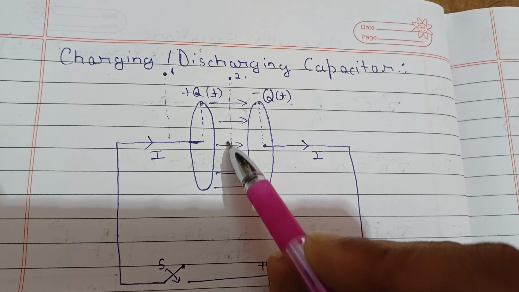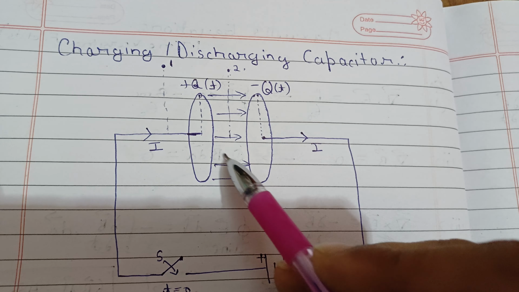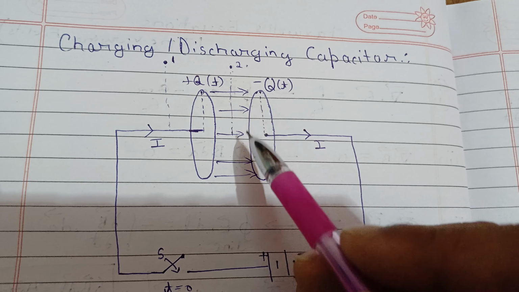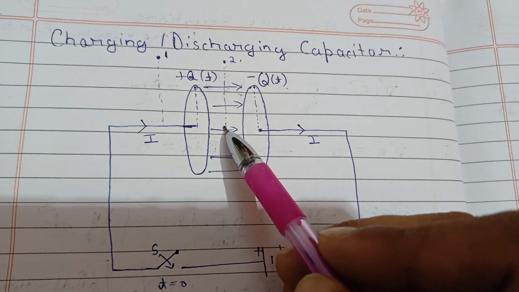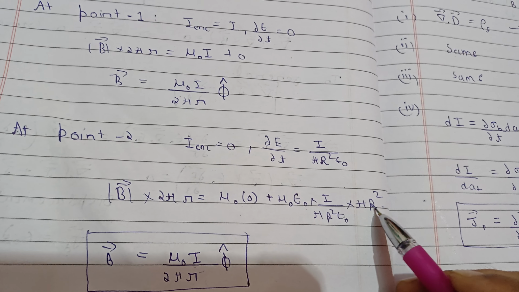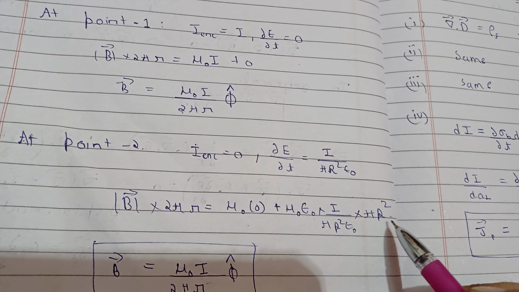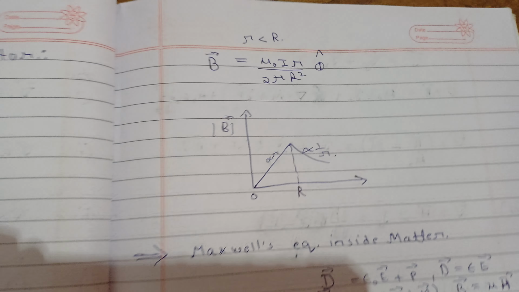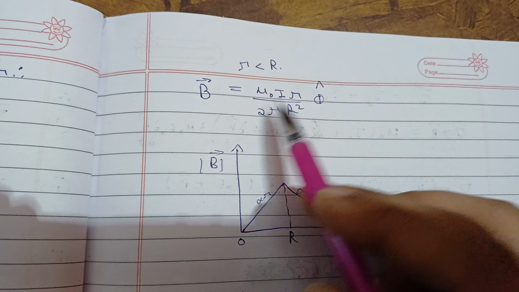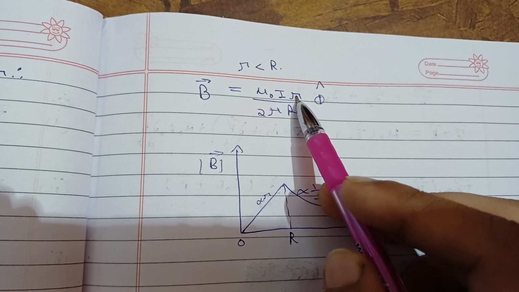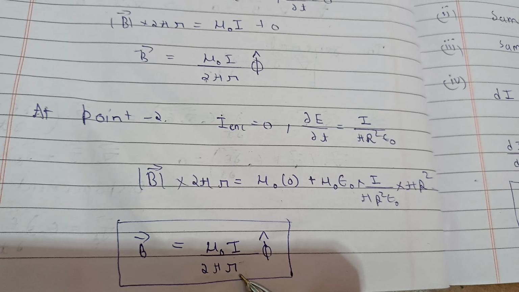Let's take a loop inside these plates, where r is very small compared to capital R, the radius of this capacitor. So the loop is here, and we need to find the magnetic field inside. Here the only change is that in place of pi r square we write small pi r square, which gives the expression for B as mu naught I r by 2 pi R square, in the phi cap direction. So the magnetic field inside the capacitor plates changes proportional to r, and outside it changes inversely proportional to r.